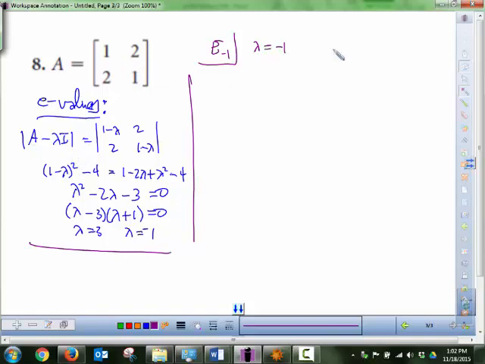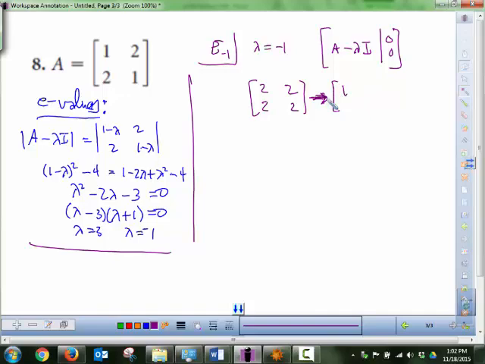All right, so we're going to say lambda is equal to negative 1, and then put it into this A minus lambda I, and then we want to find the null space of it, so we're going to make that matrix and set the system equal to 0. So I have 1 minus negative 1, so that's going to be a 2. The other one's 2. This is going to be 2, 2, 2, 2.